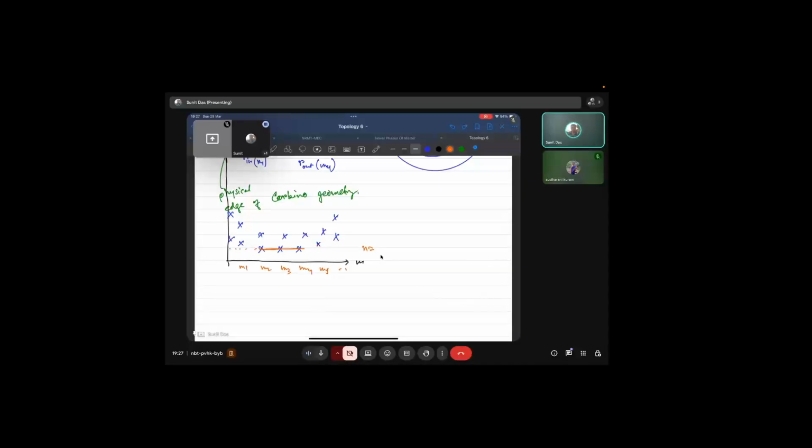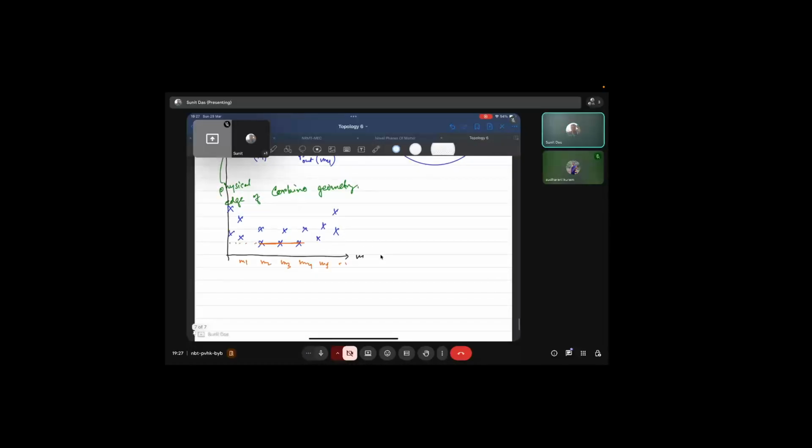It doesn't look good, but let me try to redraw. These are exactly flat, and then it starts increasing. The picture is not really good, but yeah. So this was n equal to 0, and this was n equal to 1.